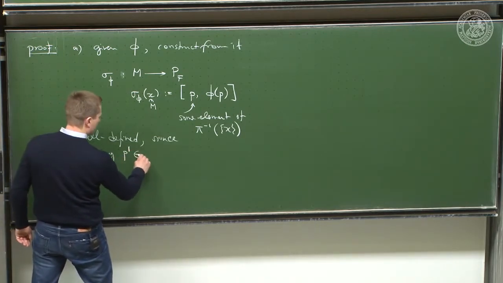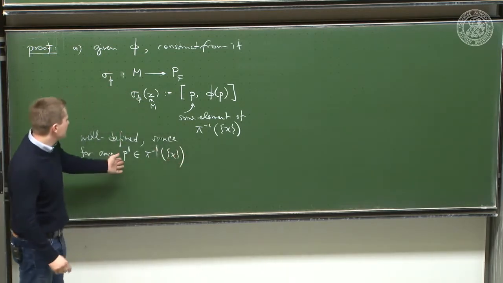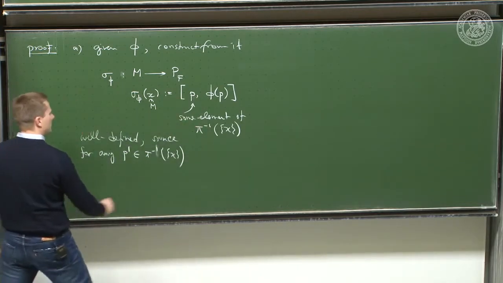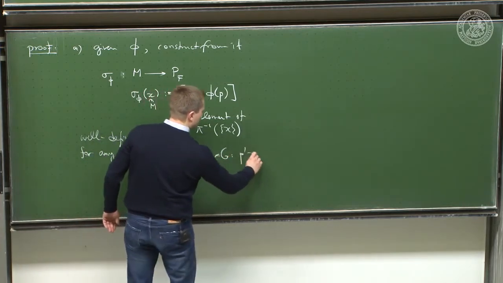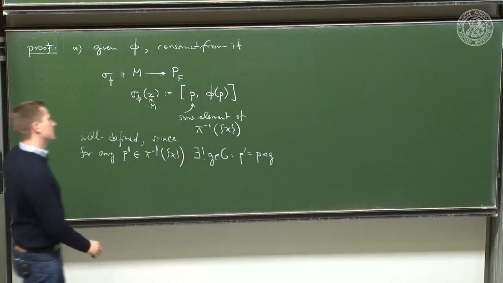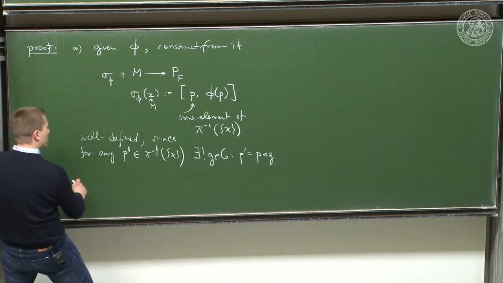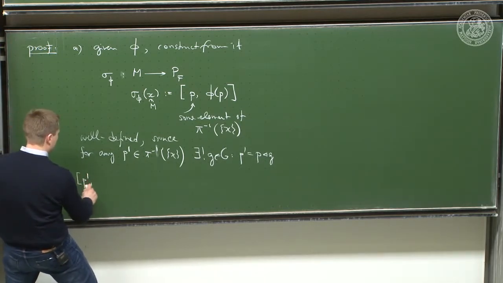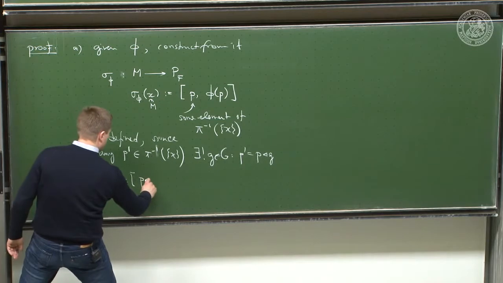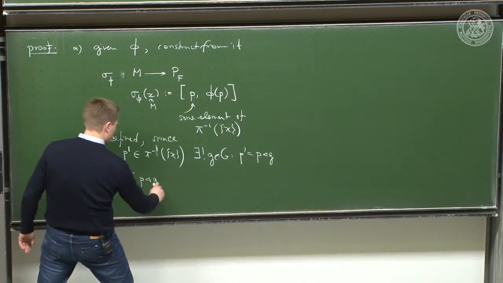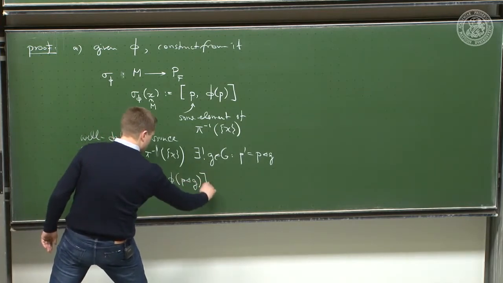p prime in the fiber over x, we know there exists a unique group element g such that p prime is p acted upon from the right by g. It's always the same business in the principal bundle. But then we have that [p prime, phi(p prime)] is, of course, [p acted upon from the right by g, phi(p acted from the right by g)].